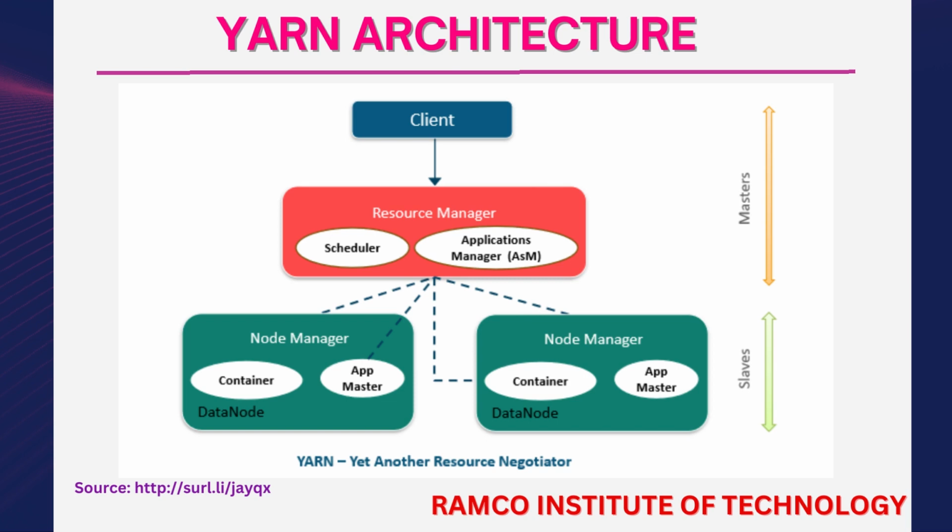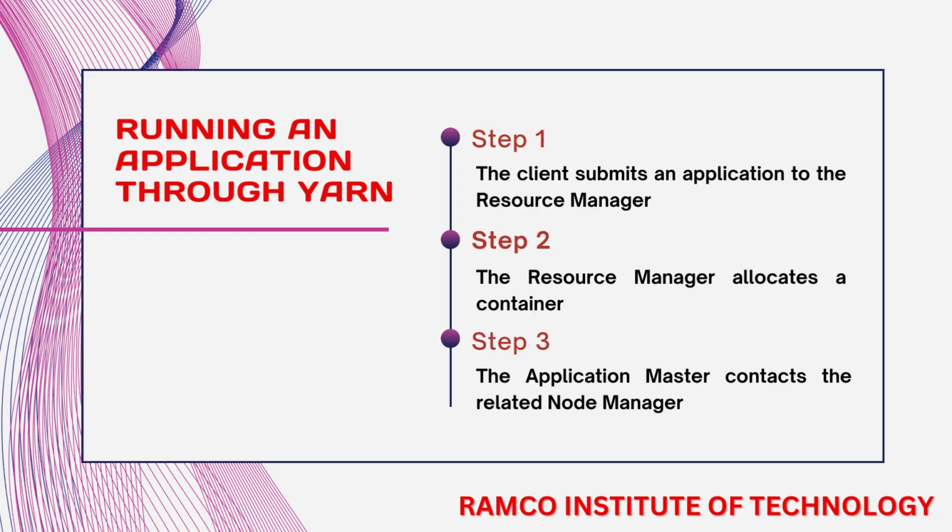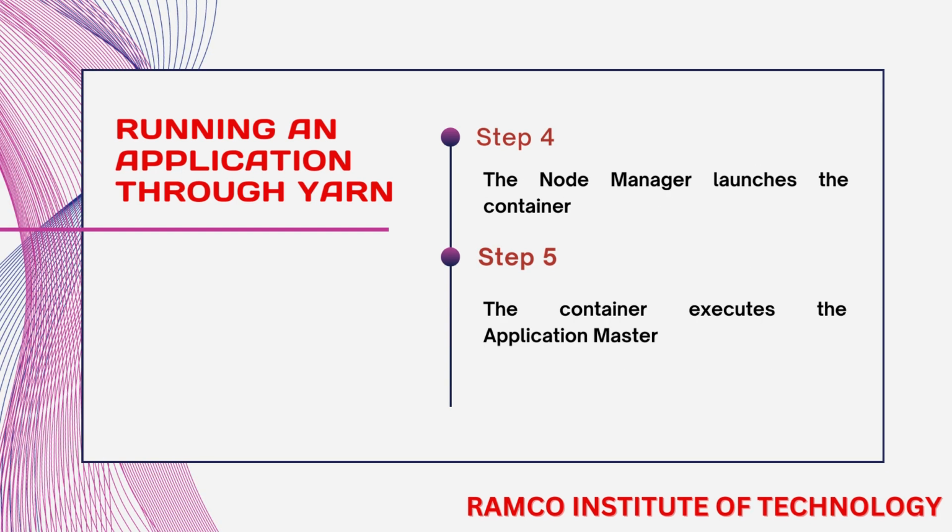So next is how to run an application through Yarn. We have five different steps to run an application through Yarn. First one is the client submits an application to the resource manager. Next is the resource manager allocates a container. Third one is the application master contacts the related node manager. Fourth one is the node manager launches the container. Fifth is the container executes the application master.